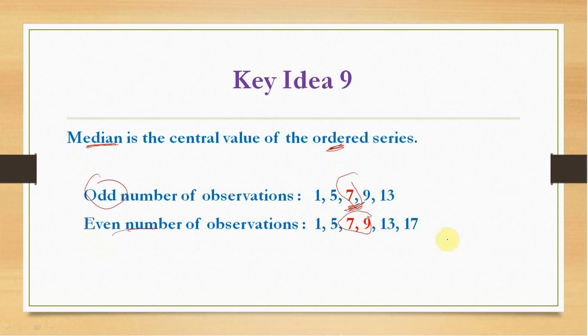So in this case the median will be equal to the average of these two values, 7 plus 9 divided by 2, which is 16 divided by 2, that is 8.